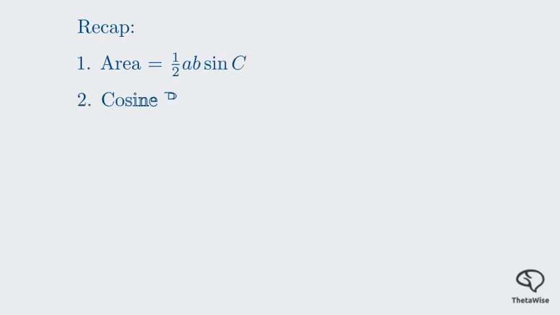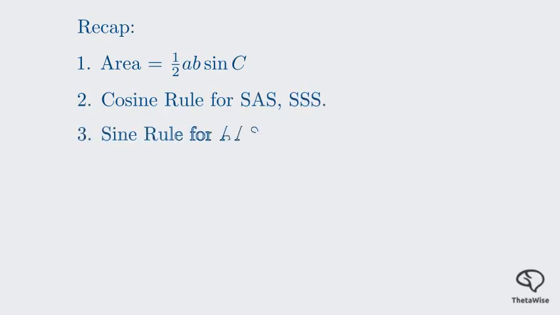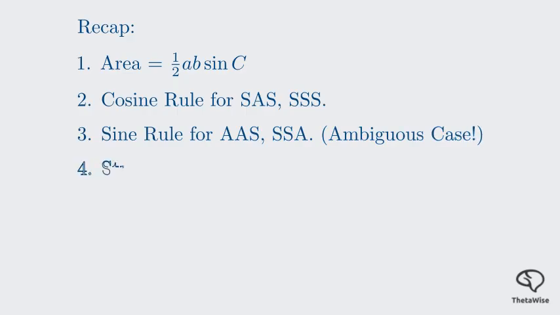Let's quickly recap what we've learned. First, the area formula for any triangle is 1/2 ab sin C. Second, we use the cosine rule for SAS or SSS cases. Third, we use the sine rule for AAS or SSA cases. But for SSA, we must be careful to check for the ambiguous case, which can have 2, 1, or 0 solutions. Fourth, for complex problems, drawing a clear diagram and deciding on the correct rule is the key to success. Remember, when finding an angle, the cosine rule is safer than the sine rule.